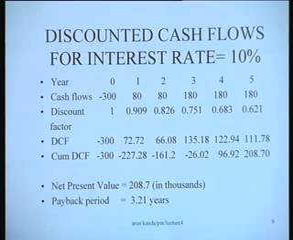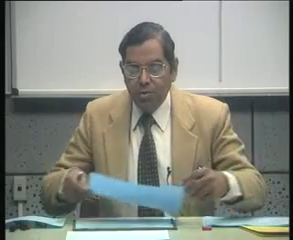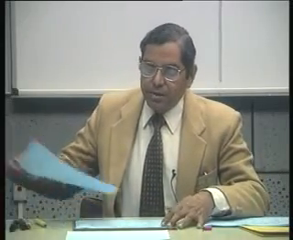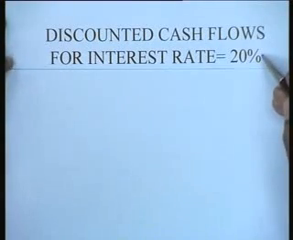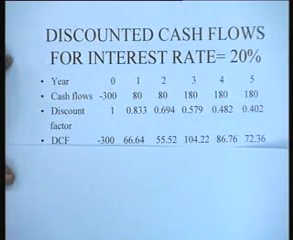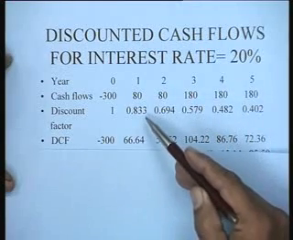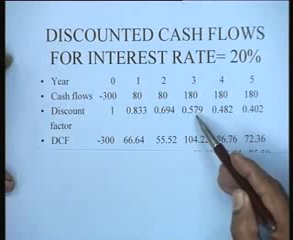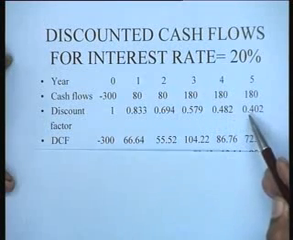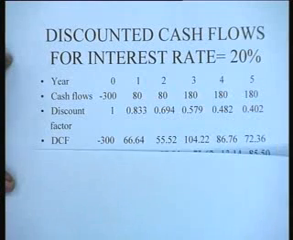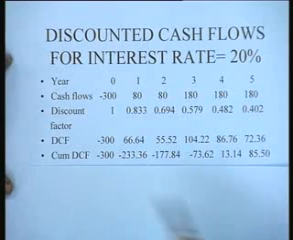Now we need to compute the discounted cash flows for different rates of interest if we want to ultimately estimate the internal rate of return. So what we do next is we compute, for instance, the discounted cash flow for an interest rate of 20%. And what happens in this case is you find that the discount factors are now these values: 0.833, 0.694, 0.579, 0.482 and 0.402. So if you carry out this process, you can calculate the discounted cash flows and the corresponding cumulative discounted cash flows.